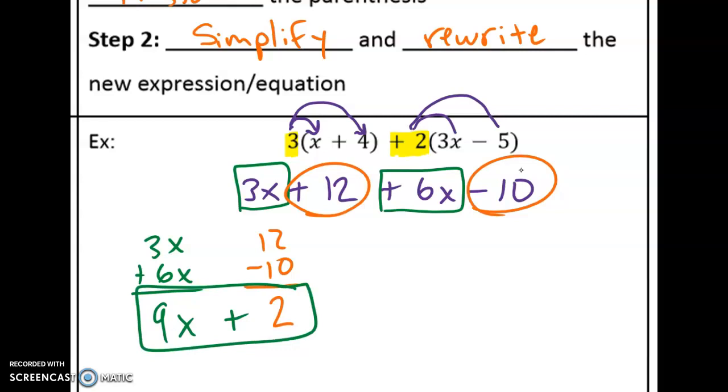And we can do that because that 2 is positive, which is why we would put the plus. We know we're done because we only have one x and we only have one constant. We don't have anything else that we can combine, and that is our final answer. You can use the distributive property in expressions or equations.